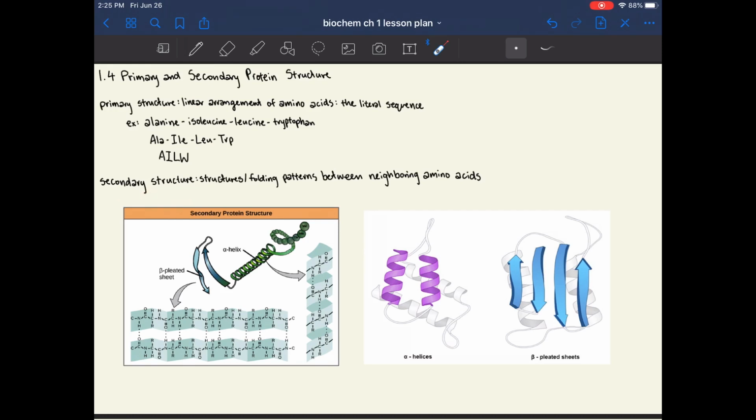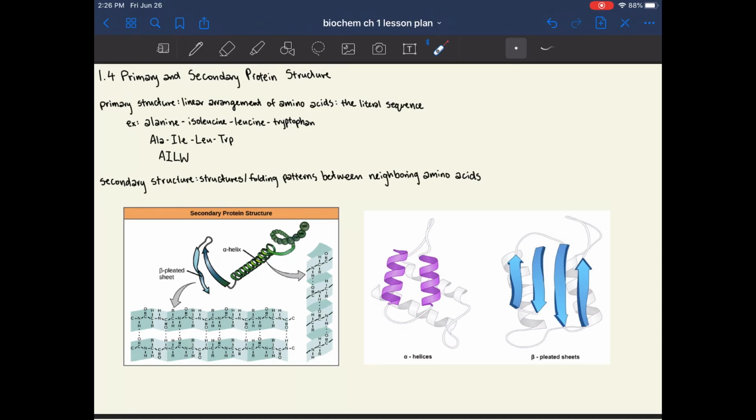Secondary structure is one level above primary structure. It's the folding patterns between amino acid residues that are neighbors, or very close to each other. The two common forms of secondary structure tested on the MCAT are alpha helices, where the residues form hydrogen bonds to form a helical shape, and beta pleated sheets, which come together sideways, kind of like this, to form a planar structure.